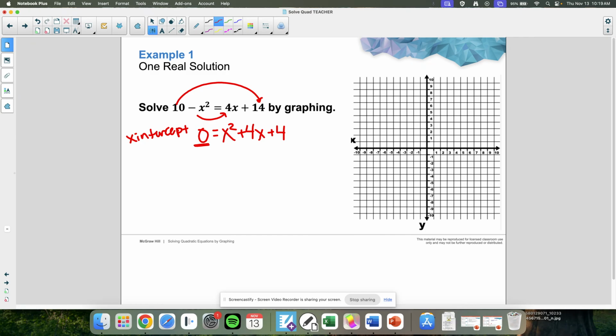When we graph this, we're just going to find our vertex like we normally do. So negative b over 2a. What is our negative b value? Negative 4. What's our a value? 2 times 1 is 2. What's negative 4 divided by 2? Negative 2. Once we have the x value of the vertex, how do you find the y value that goes with it? Plug it in. When you plug it in, make sure you use parentheses.